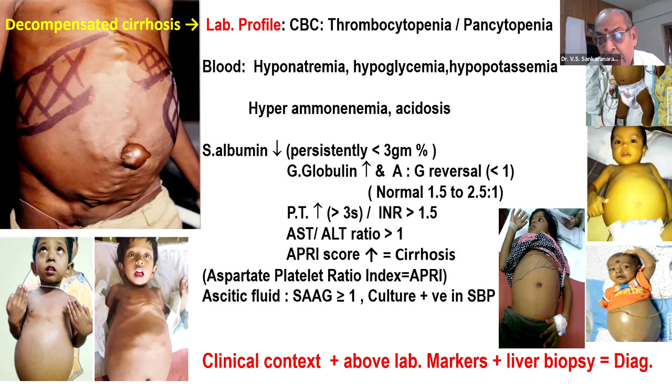PT may be very high as a prognostic marker. APRI score is a useful one. That means aspartate platelet ratio index. If it is very high, it indicates cirrhosis. In ascites patients with cirrhosis, if the SAAG is more than 1, it is indicative of portal hypertension and cirrhosis.